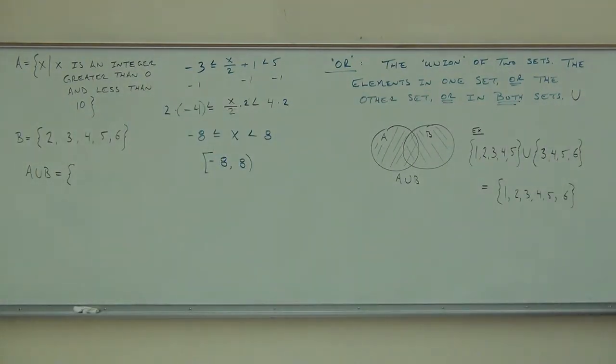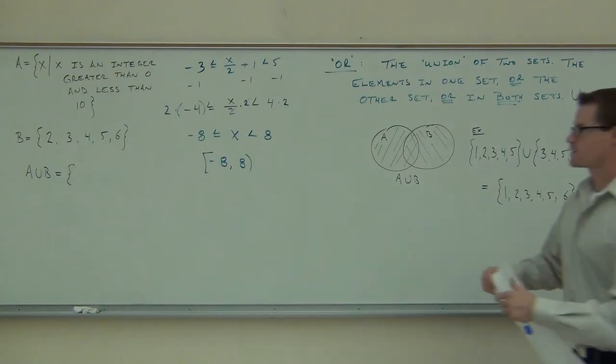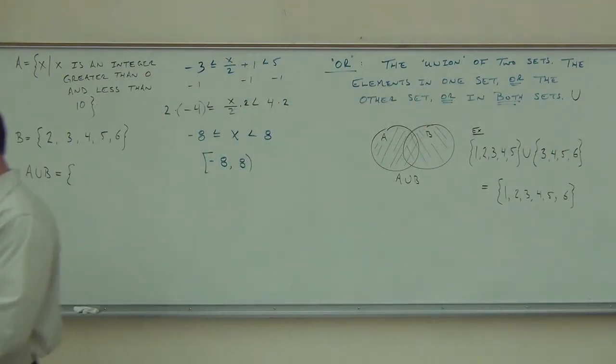Did you find it? Yeah. So we just have to think about what elements even occur in either A or B or both. So let's look at A first. We'll list out the A's and then we'll take the B's. What's the first number in set A? One. I think we've had this exact example before. One. Yeah, one's up there.